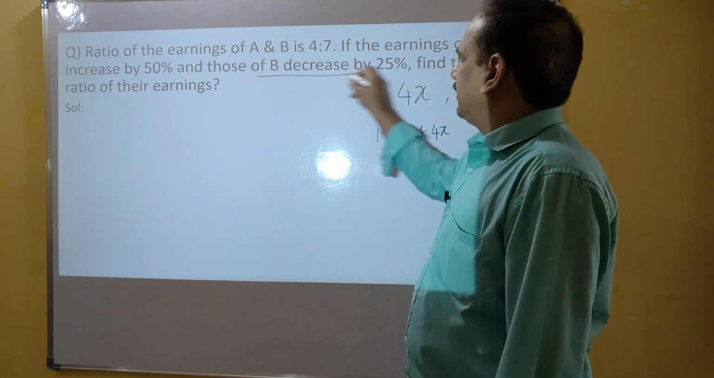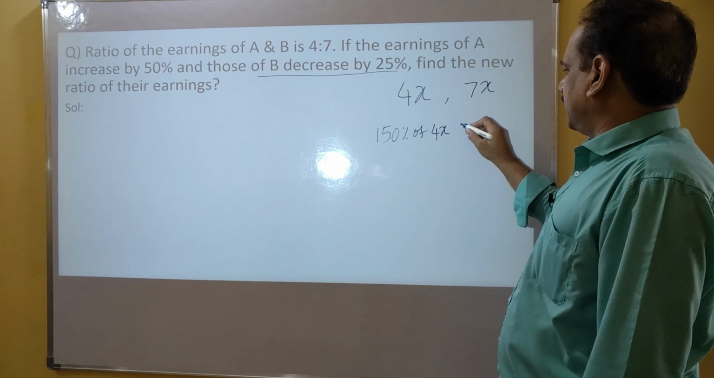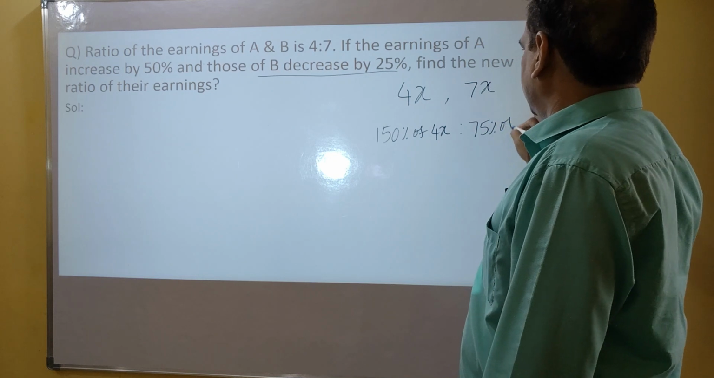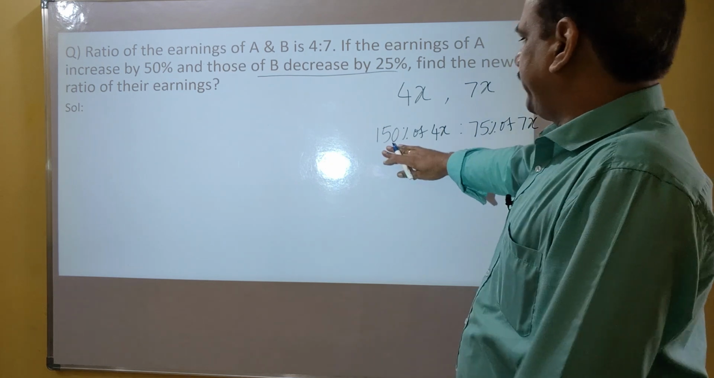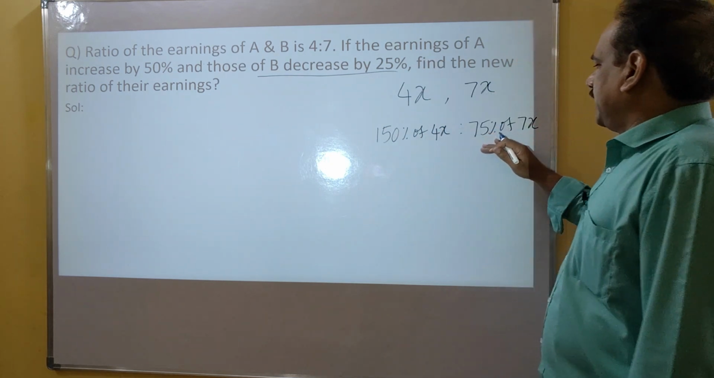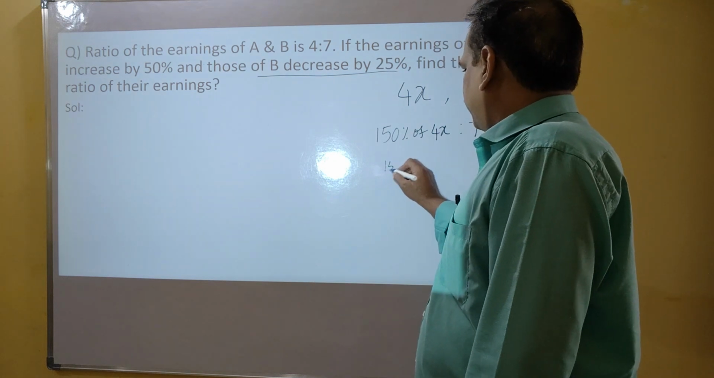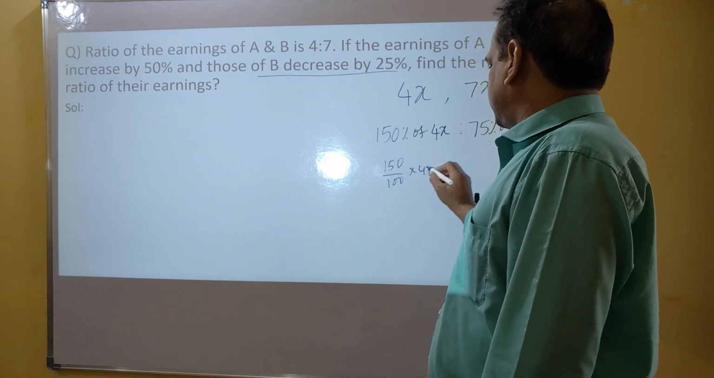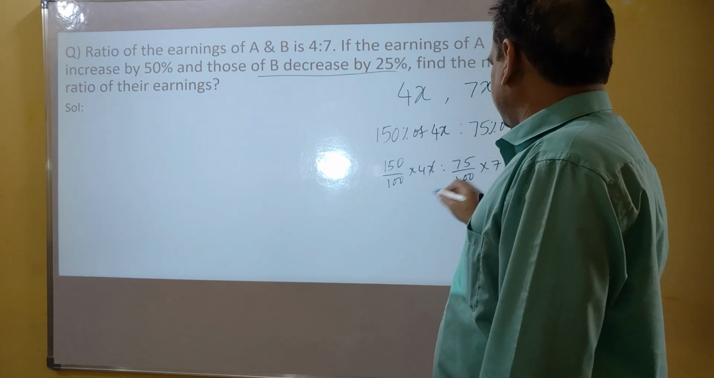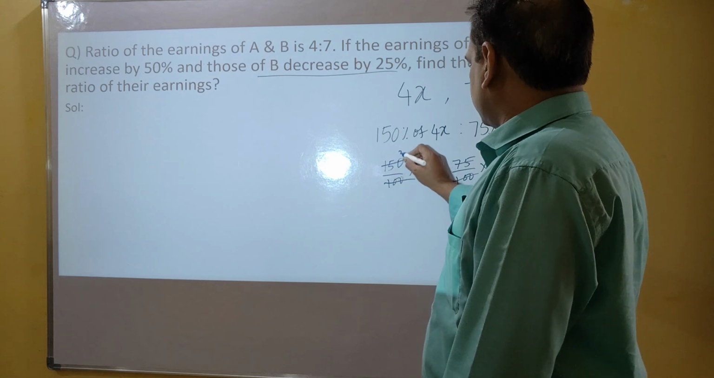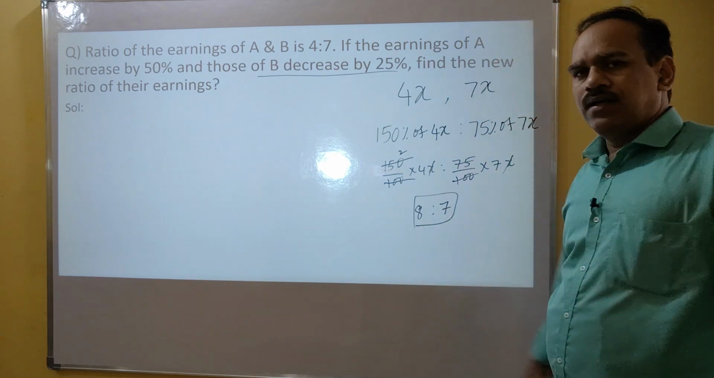And earnings of B decreases by 25%. Previously it is 100%. Now a decrease of 25% becomes 75% of the old earnings. So A's new earnings is 150% of 4x, B's new earnings is 75% of 7x only, right? So it is 150/100 into 4x, 75/100 into 7x, x gone, 75 2 times, so 8:7 is the answer.